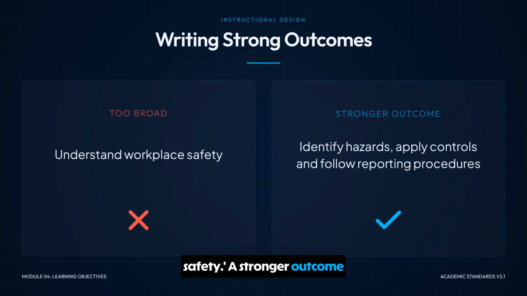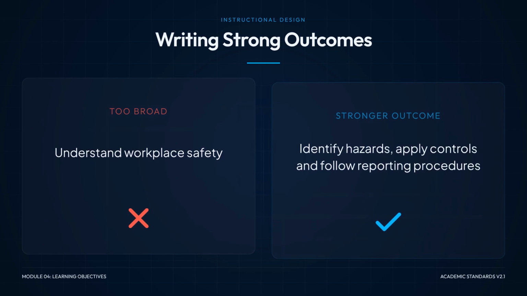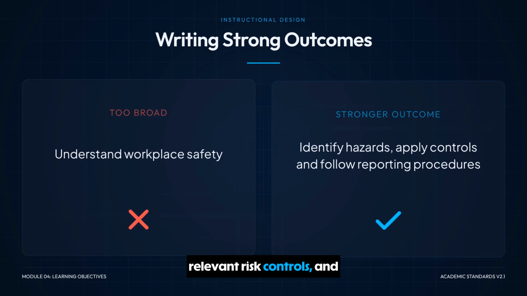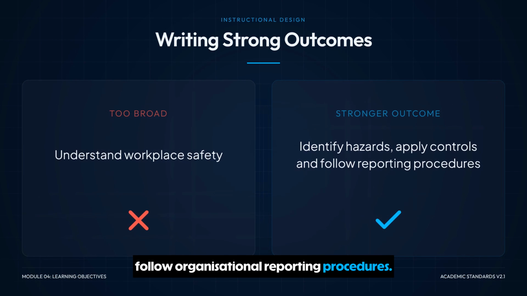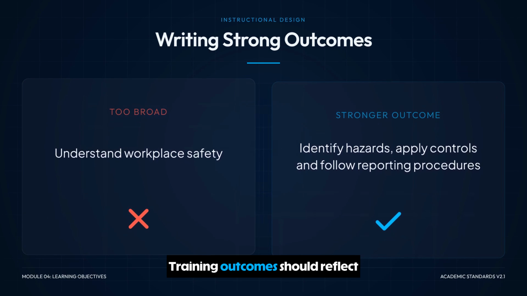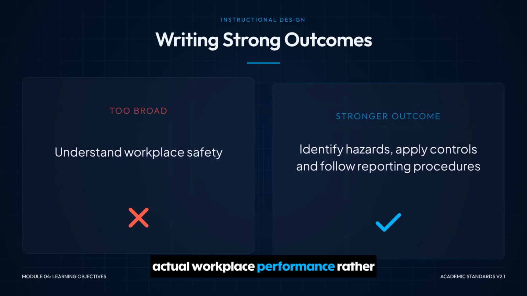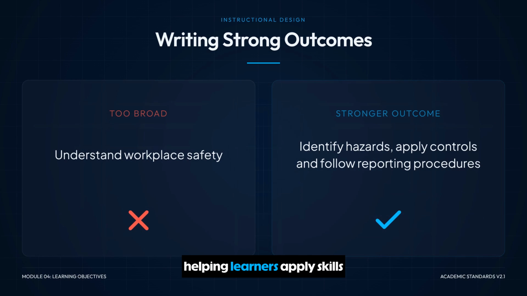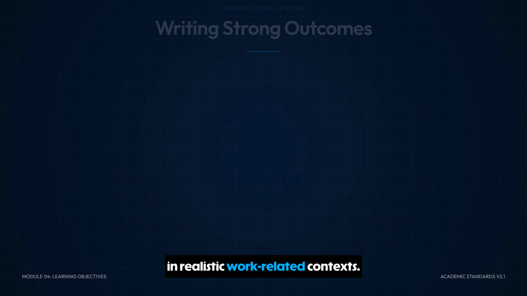A stronger outcome might state that learners will be able to identify workplace hazards, apply relevant risk controls, and follow organizational reporting procedures. Training outcomes should reflect actual workplace performance rather than knowledge alone. Vocational training is about helping learners apply skills in realistic work-related contexts.